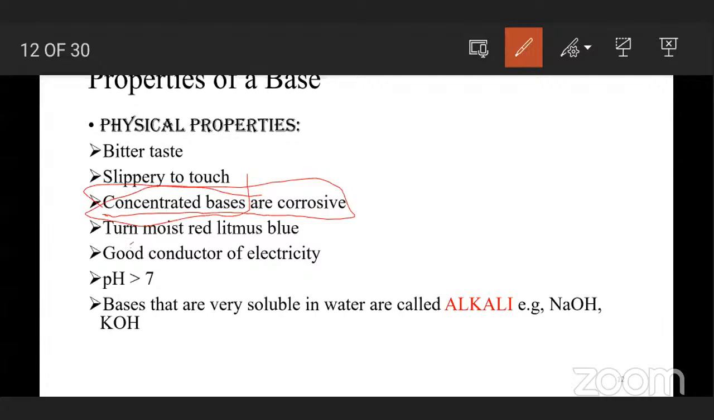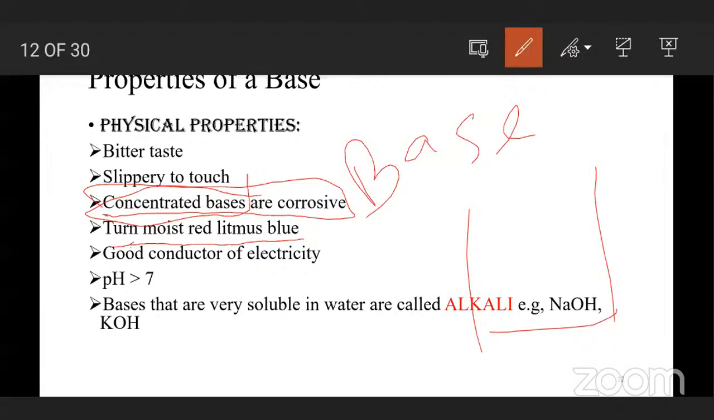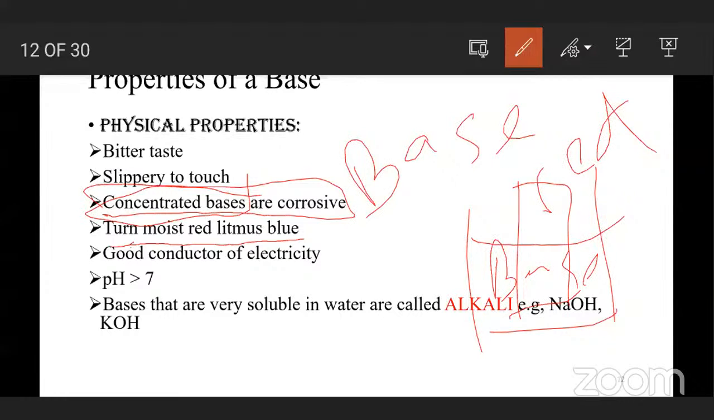We also said initially that you can test an acid if you put a blue litmus paper there, because it will turn the moist blue litmus paper red. If you also want to test for a base, just take a red litmus paper and moisten it. Let's say this is the base. Moisten the red litmus paper and dip it inside the base. You observe that the red color of the litmus paper will change to blue.